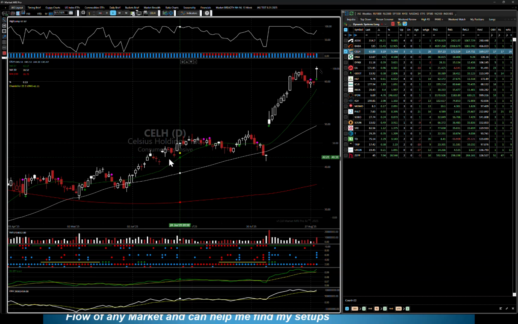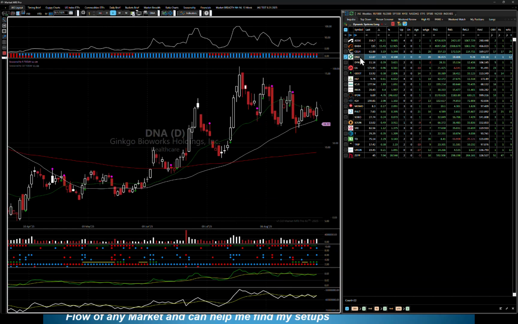SCELH. This is the Monster drinks, I think. Big run up, pull back, and a new breakout. Okay. DNA. I don't know this company from Adam, but uptrend, pull back to the 50. Guess what stocks do that pull back to the 50? Often they'll go higher.